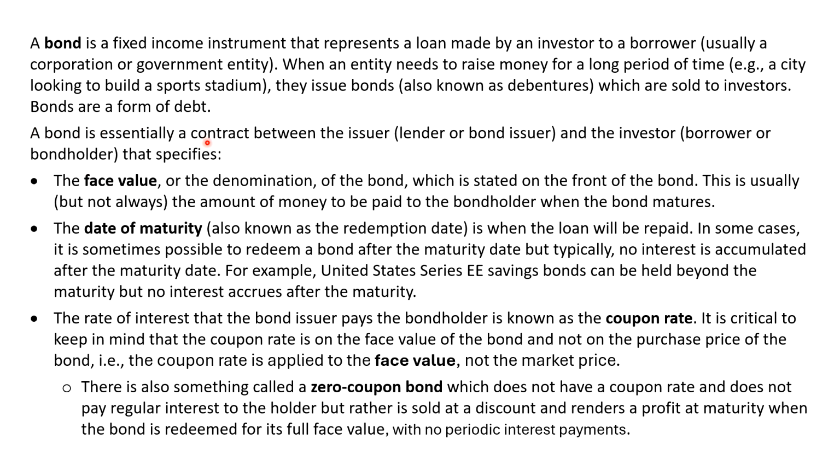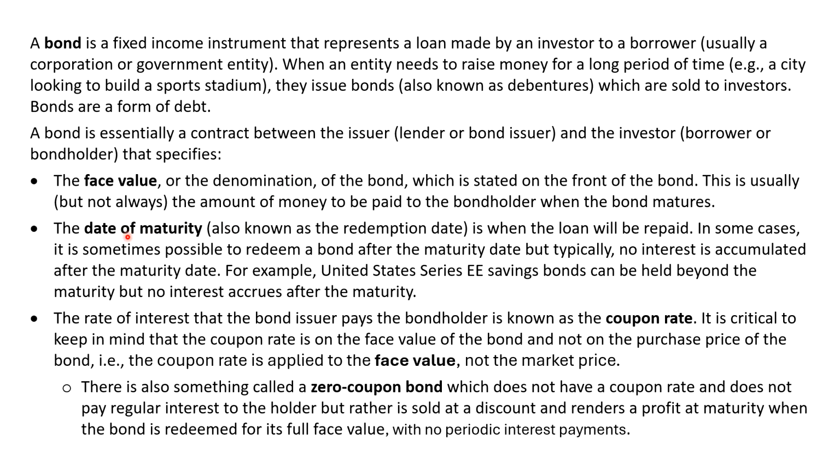A bond is essentially a contract between the issuer, sometimes known as the lender or the bond issuer, and the investor, sometimes known as the borrower or the bondholder. It specifies the following. There's a face value or denomination of the bond, which is stated on the front of the bond. This is usually, but not always, the amount of money to be paid to the bondholder when the bond matures.